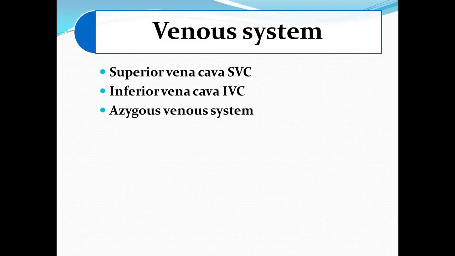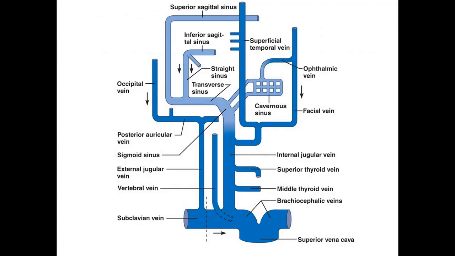So we move on to the venous system. In the venous system, we have the superior vena cava, the inferior vena cava, and we have the azygos venous system, which is a slightly complicated system, but we wish that we make it clear today. So let's have a look at this beautiful map.